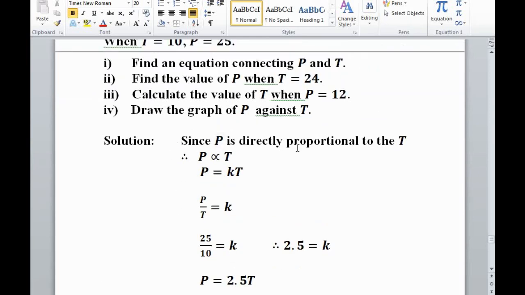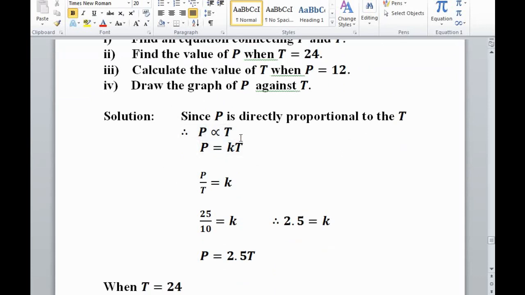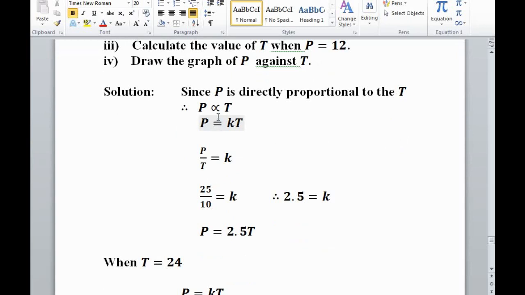Since pressure P is directly proportional to the temperature T, so P is directly proportional to T, and when we remove this proportionality sign, we will place constant K. This equation becomes P equals constant KT. So first of all, let's find constant K, then the equation becomes P upon T equals constant K.